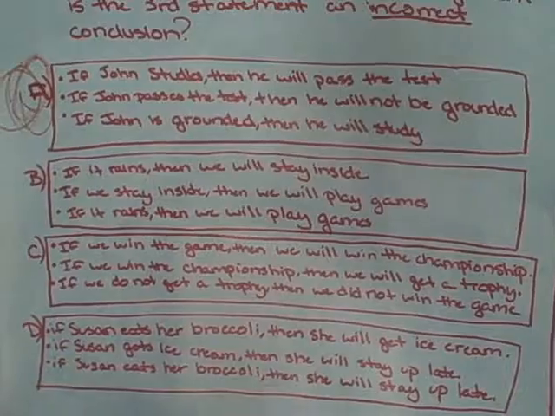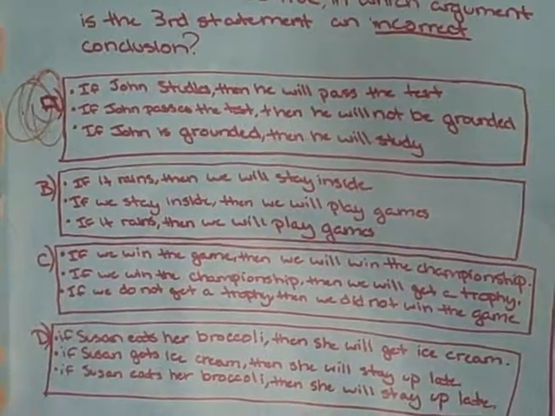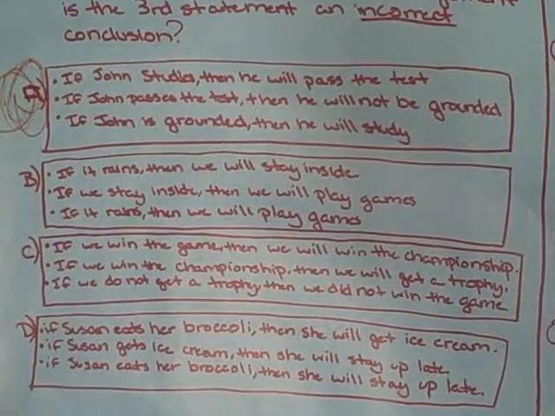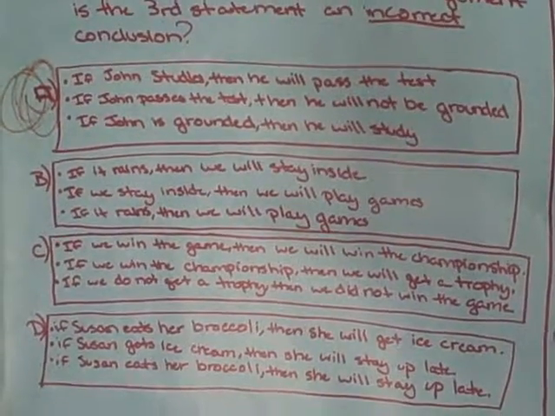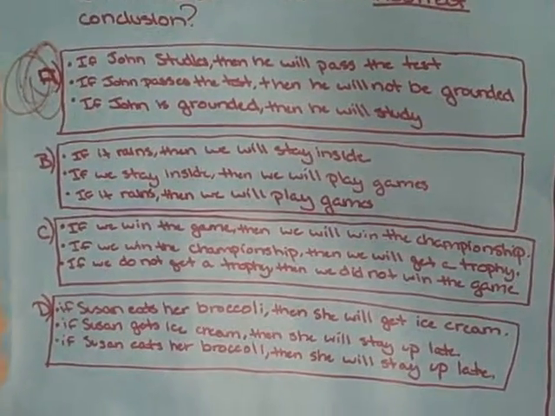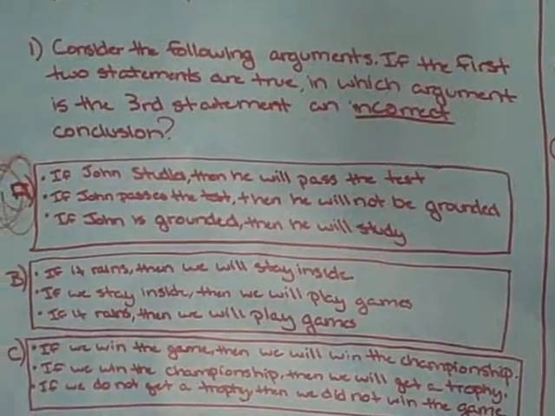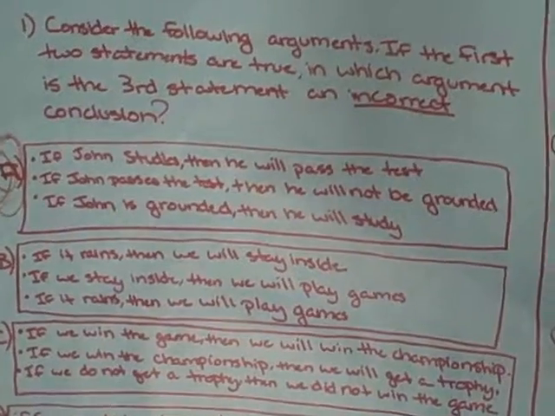C. If we win the game, then we will win the championship. If we win the championship, then we will get a trophy. If we do not get a trophy, then we did not win the game. D. If Susan eats her broccoli, then she will get ice cream. If Susan gets ice cream, then she will stay up late. If Susan eats her broccoli, then she will stay up late. The correct answer is A, because John being grounded does not necessarily mean that he will study.